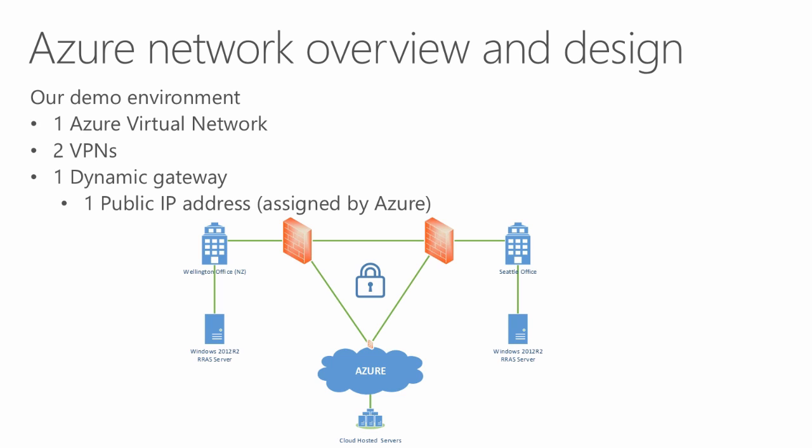Firstly, we're going to need to set up a virtual network, and on this virtual network we're going to create a gateway with dynamic routing, and this will give us our public IP address. This IP address is assigned to us by Azure, so we don't need to go hunting for one.